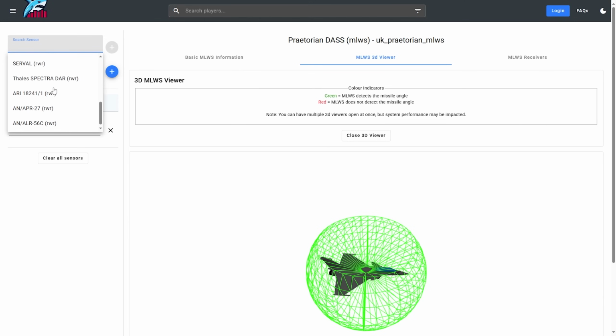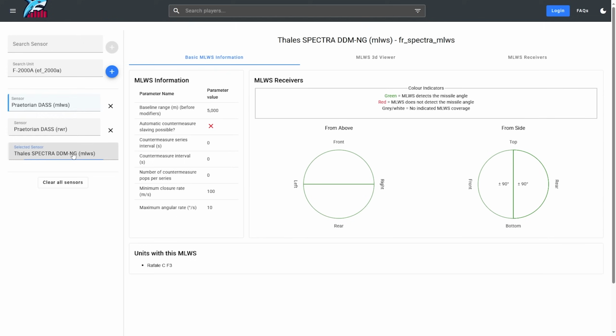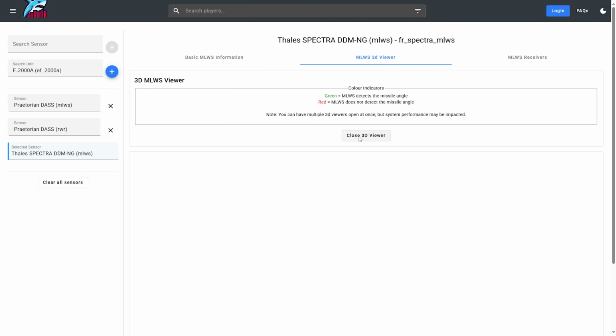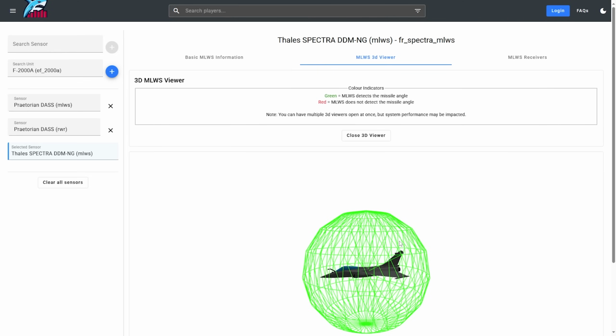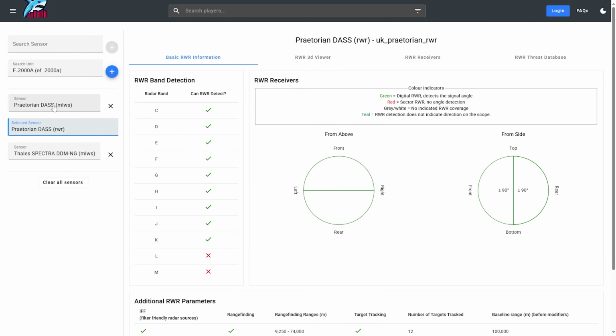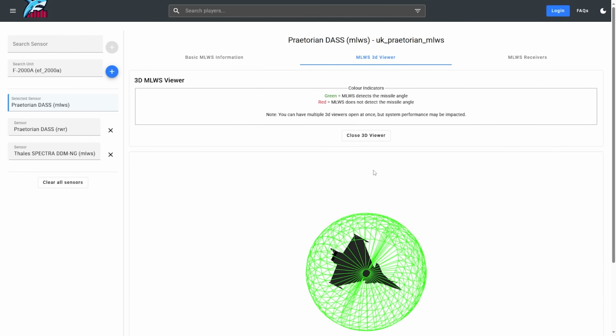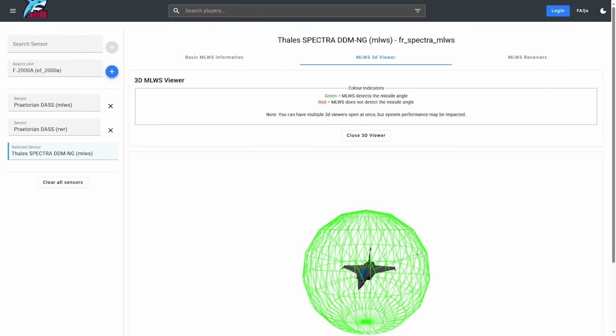We can try to look at the Thales as well. Here we have the Spectra, which has a MALs as well. In this case, this is the Rafale one, and it is a 360-degree protection. So you can see that although the one for the Eurofighter is blinded above and below, the one in the Rafale is 360-degree. So the Rafale will be even more protected.